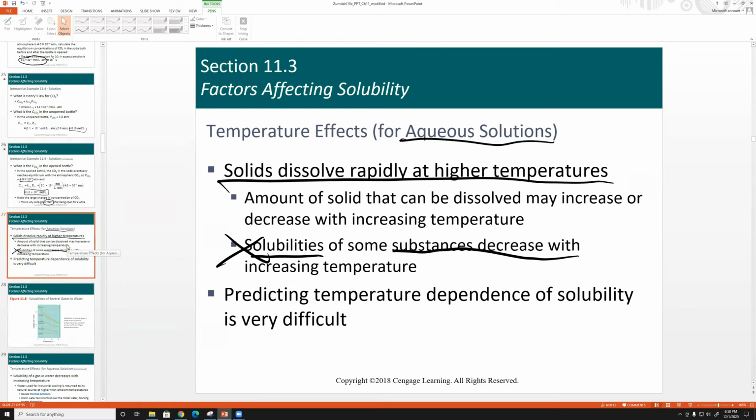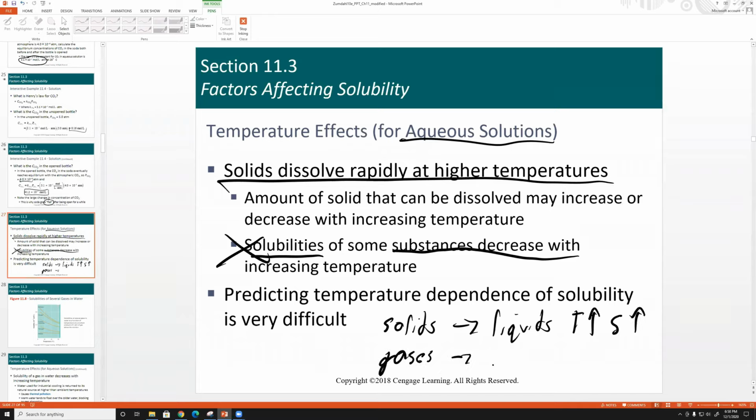So to summarize, solids into liquids: temperature increases, solubility increases. Gases into liquids: temperature increases, solubility decreases. So that's important conceptually. Any questions on that? No? All right. Continuing.